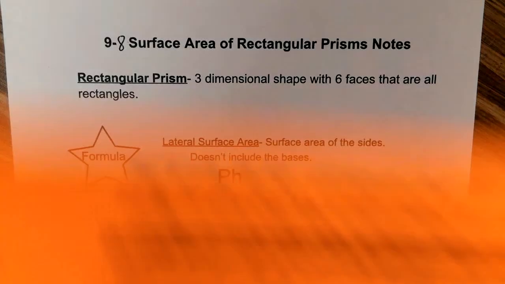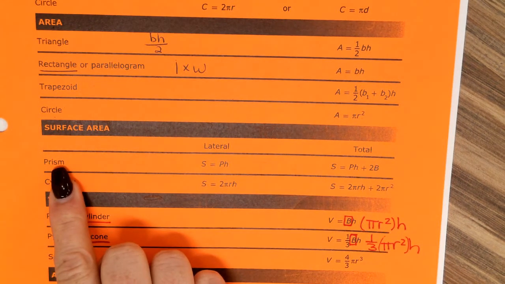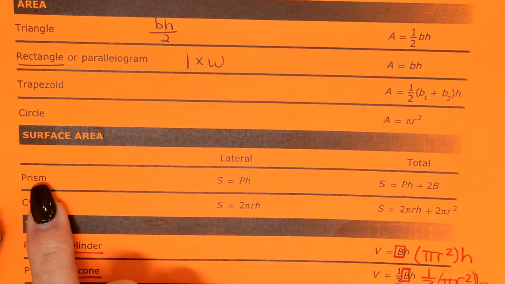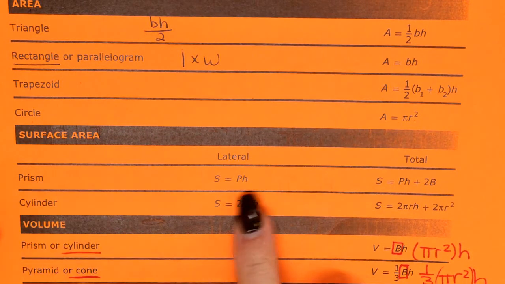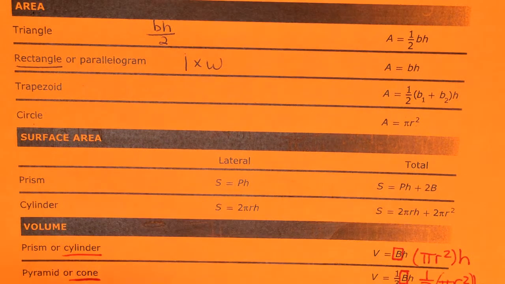Everybody go to your star chart. Find surface area and find prism. Did everybody find it? How many formulas are there? Just like yesterday, there's lateral and total. Remember, lateral is the sides, total is the whole thing. So the sides would be like if I wanted to paint this and not paint the top and the base. Total would be if I'm wrapping it as a Christmas present, the whole thing. Making sense?